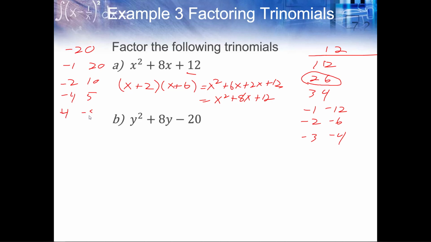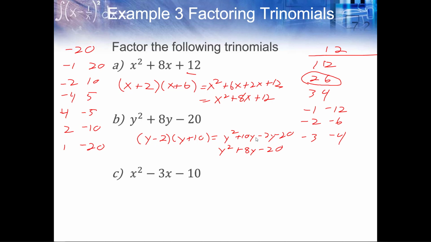Positive 4 and negative 5, 2 and negative 10, and then 1 and negative 20. And the question here is, which factors of negative 20 sum to 8? You can see these right here. So we can write this as y minus 2 times y plus 10. To verify that is correct, we can FOIL this. We will have y squared plus 10y minus 2y minus 20, and that will reduce to y squared plus 8y minus 20.